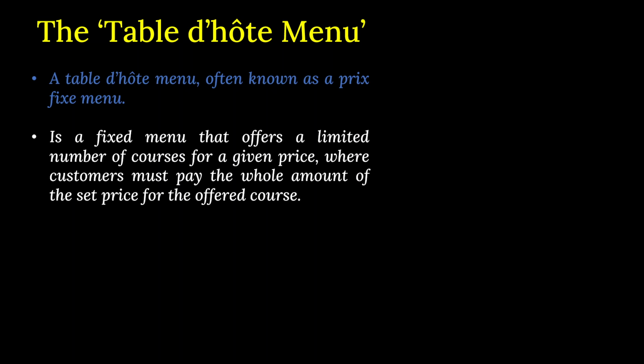So it has got a set price. Now set price cannot be negotiated. Whether you take the entire 3-course menu, or you don't take one or some side dishes, whatever you consume, we have to pay the fixed amount. It is a fixed menu that offers a limited number of courses for a given price, where customers must pay the whole amount of the set price for the offered course. Remember that.